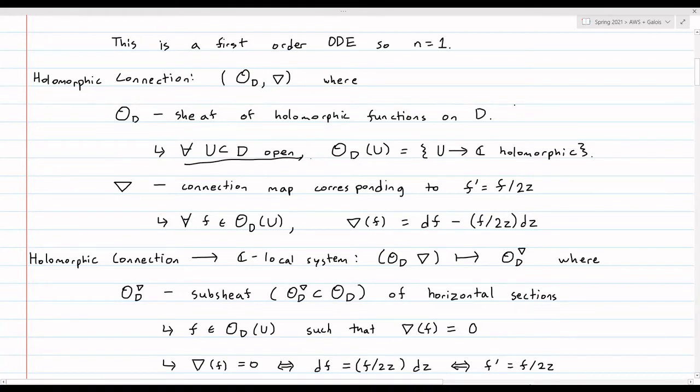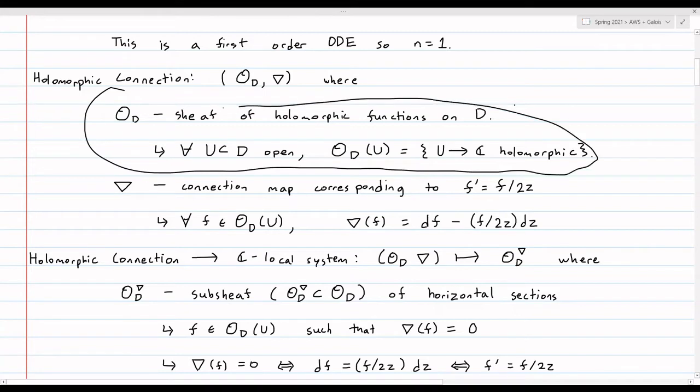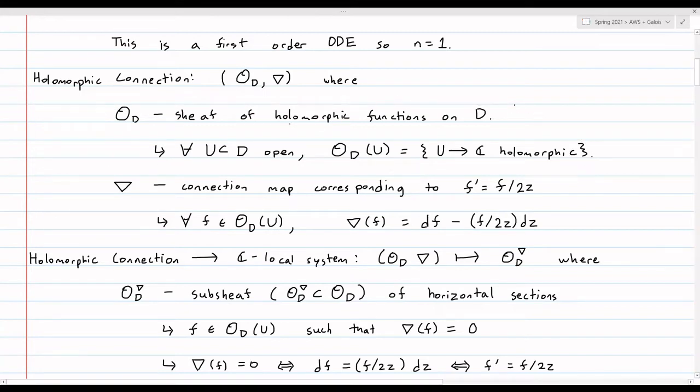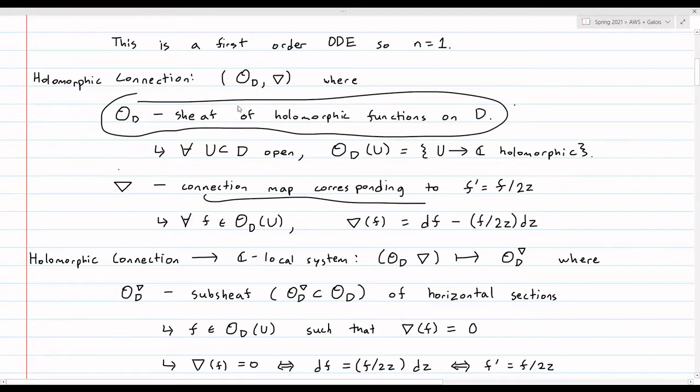So for each open set of D, my sheaf is going to be all of the holomorphic functions on that open set. So the information of a holomorphic connection is going to be this pair where the first thing is what's called a locally free sheaf, and the sheaf of holomorphic functions is a locally free sheaf. It's also free, but we'll get to that later. And a connection map is this triangle delta, and it's a connection map for this sheaf of holomorphic functions.